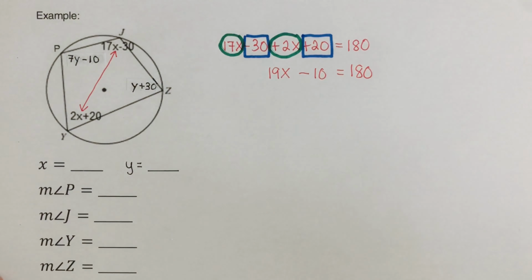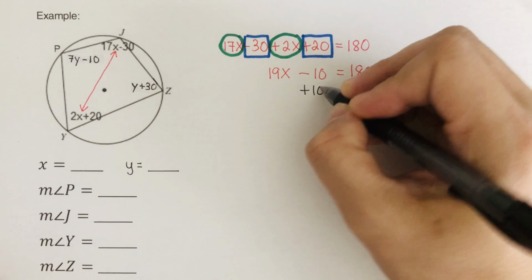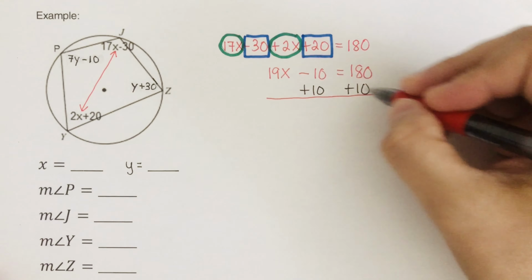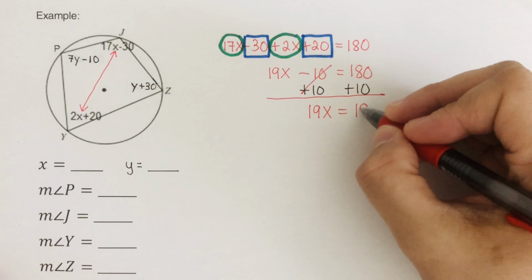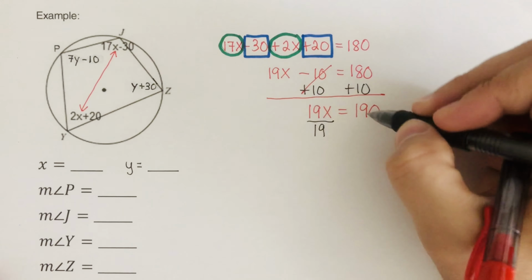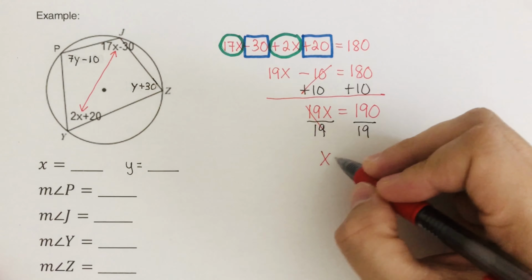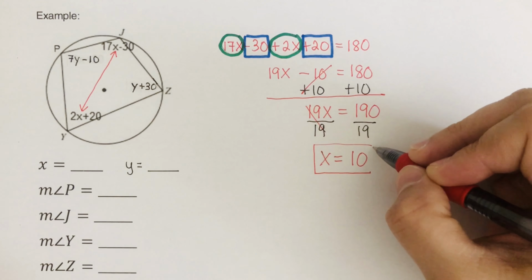And then I am going to add 10 to both sides because I want x by itself. So plus 10 and plus 10 here, and you can cross this out. So that is 19x is equal to 190. From here, I'm going to divide both sides by 19. So then I'm left with x is equal to 10. So this is our value for x.